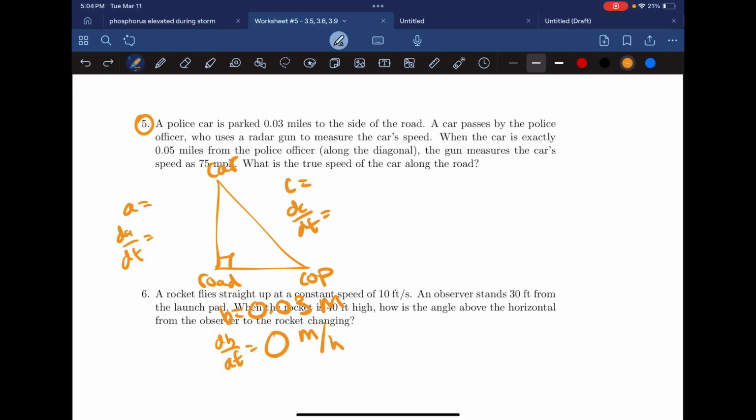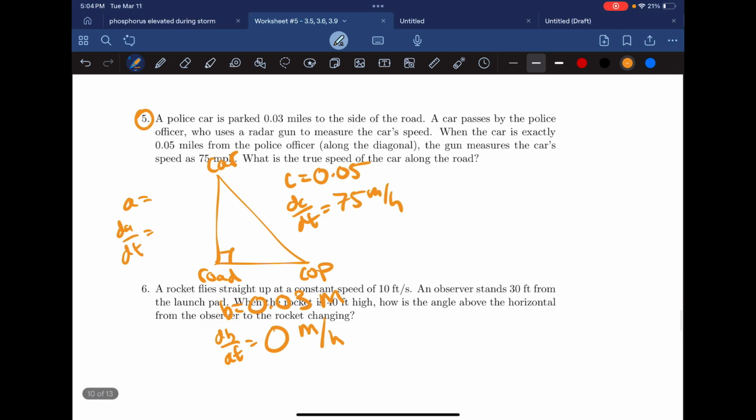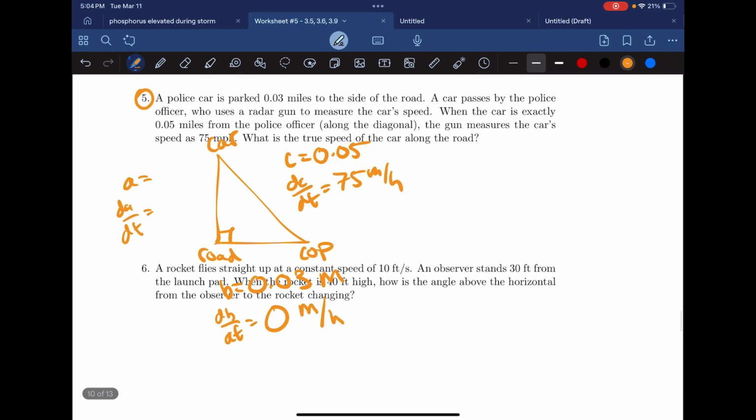All right, so then when the car is exactly 0.05 miles from the police car, the distance between the police car and the car is the hypotenuse, right? So 0.05 miles, that's going to be our C. And it says the gun measures the car's speed as 75 miles an hour. So our DC/DT is going to be 75. So then we need to figure out our A and our DA/DT, right? Because that's going to be important for the problem.